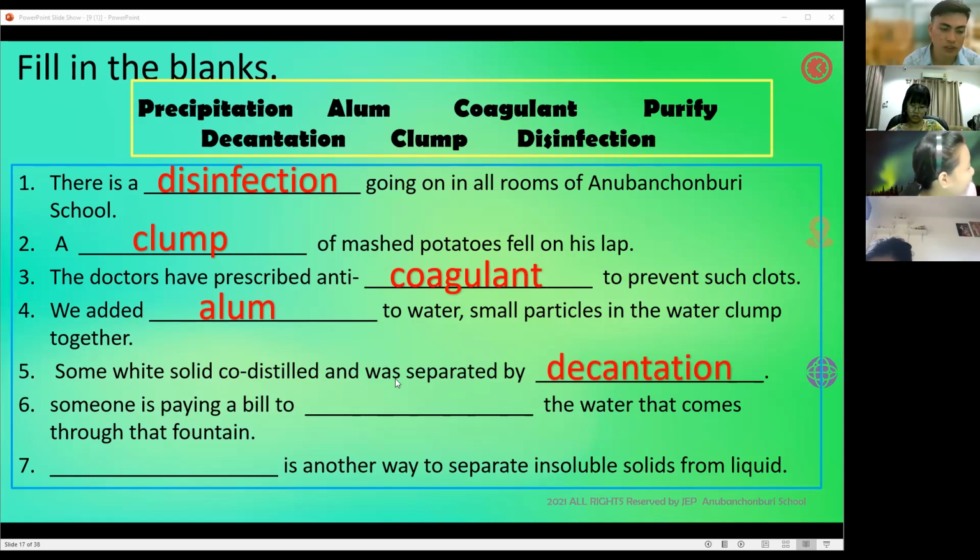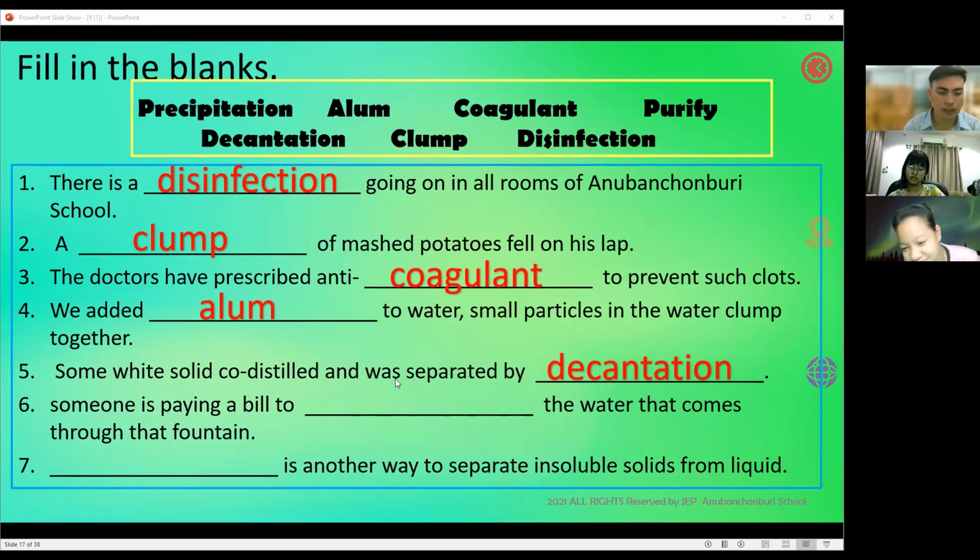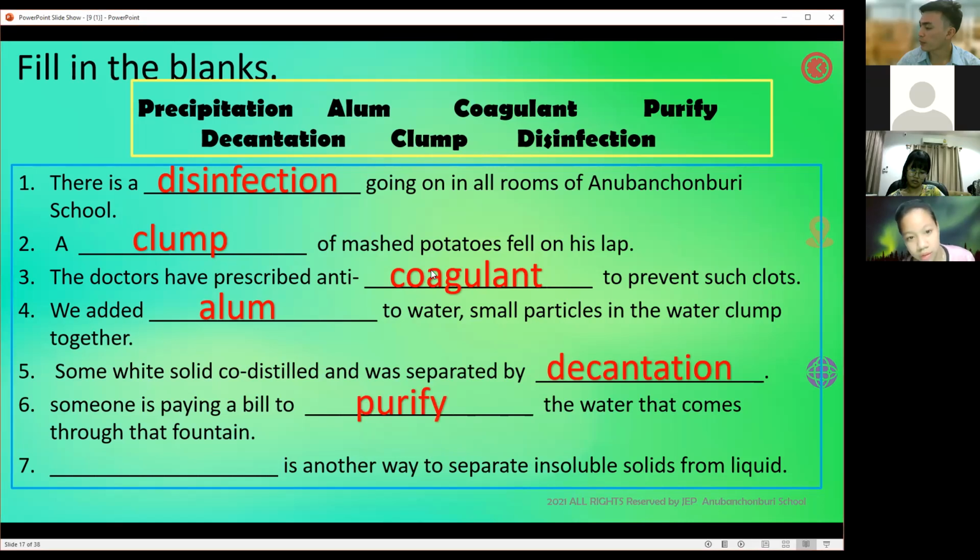Now let's proceed to number 6. Who wants to answer number 6? Someone is paying a bill to blank the water that comes through that fountain. Pirapong, number 2, go ahead. Purify. Purify, very good. Can you read the entire sentence? Someone is paying a bill to purify the water that comes through that fountain. Okay, thank you. Your score is already recorded.